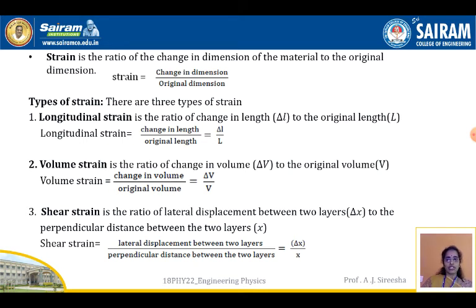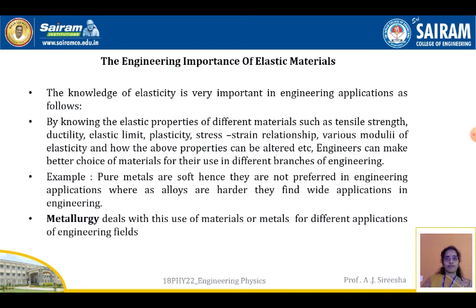Next is shearing strain. It is the ratio of lateral displacement between the two layers, delta X, to the perpendicular distance between the two layers, that is X. So shear strain is delta X by X. So these are the three types of strains. We have seen the three types of stresses and the three types of strains.